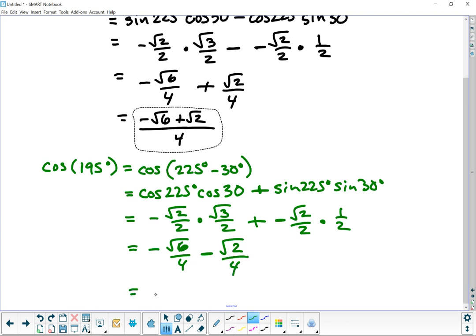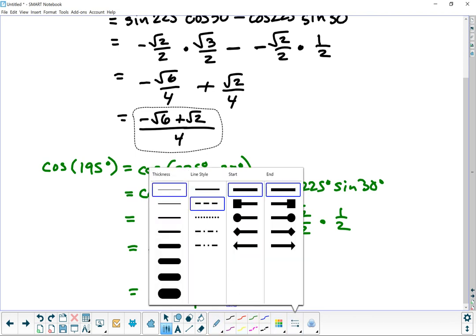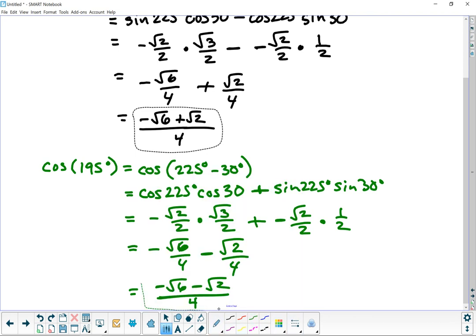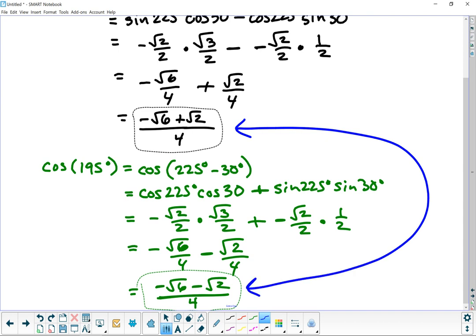So final answer, negative radical 6 minus radical 2, all of this over 4. Okay, and that negative belongs with the 6, the radical 6. So that's your final answer right there. Okay. And no, they are not the same. At first, I thought they were going to be the same. That is a little weird, but yeah, they're not the same answer.